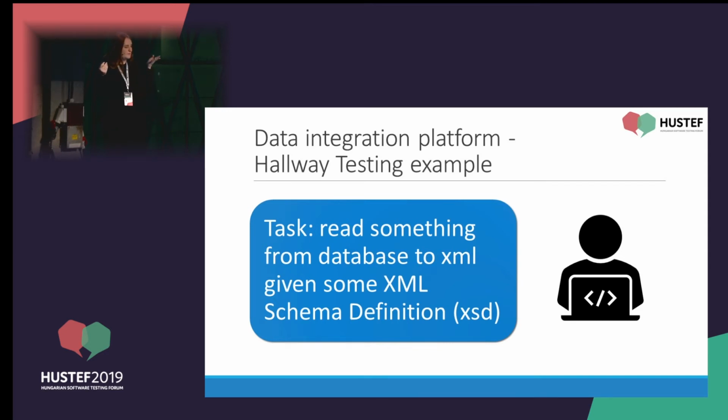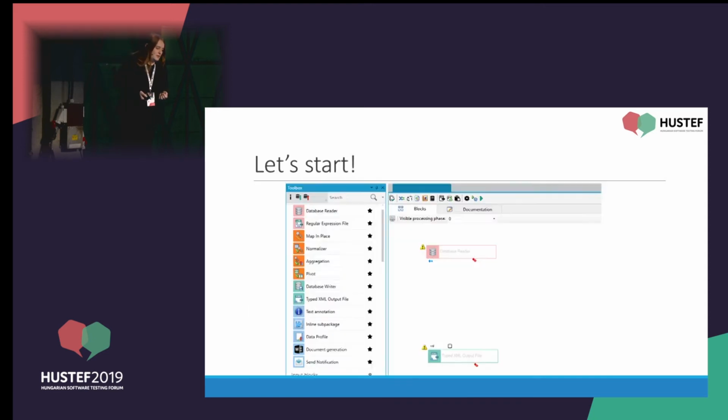They gave him a very easy task to do. Read something from a database to an XML file, given some XML schema definition. This is a little bit simplified view because it took a while to get into this state. On the top, you can see a database reader, so basically reading data from my application. And on the bottom, there's an XML output file. All you need to do to be successful here is to take one of the blocks, map in place here and put it on your screen.